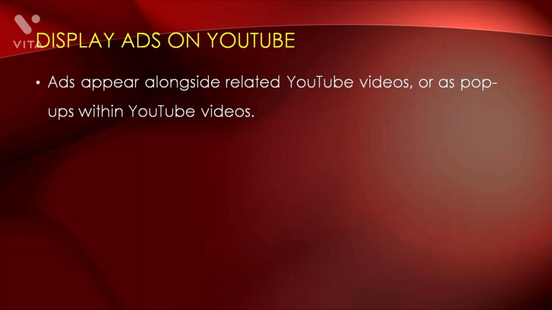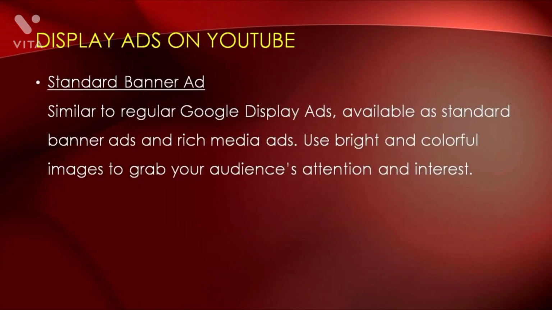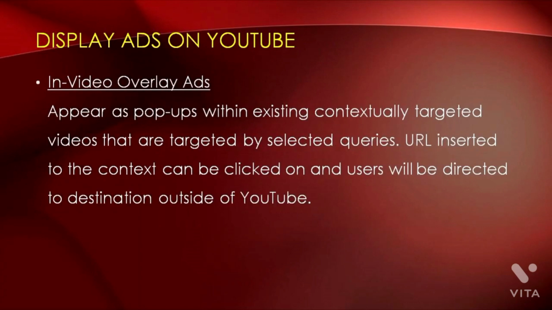Below are the types of display ads that YouTube offers. Standard banner ad is similar to Google Display Ads, where it's available as a standard banner or rich media ad. Use bright and colorful images to grab your audience's attention and interest. In-video overlay ads are ads that appear as pop-ups with existing contextually targeted videos that are targeted by selected queries. URL inserted to the context can be clicked on, and users will be directed to destinations outside of YouTube.